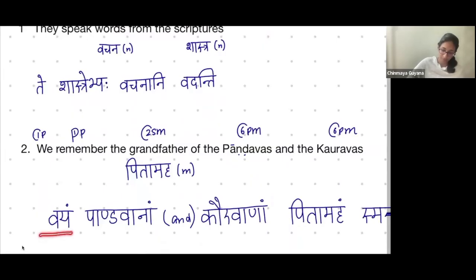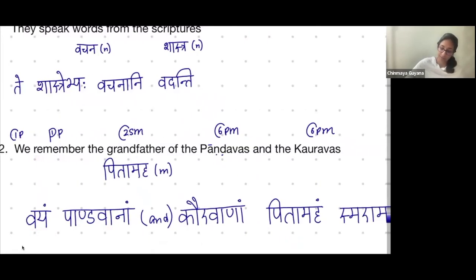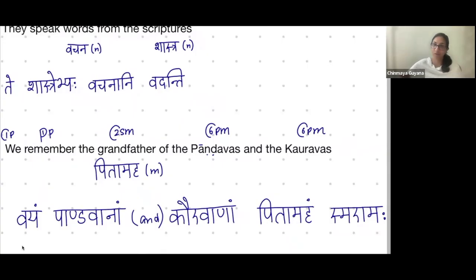We is Vayam, remember, Smaramaha, we remember. Then who do we remember? Pitamaham, the grandfather. What grandfather? What is the limitation on the grandfather? Not the grandfather of the world, but the grandfather of the Kauravas and the Pandavas. Pandavanam, Kauravana.